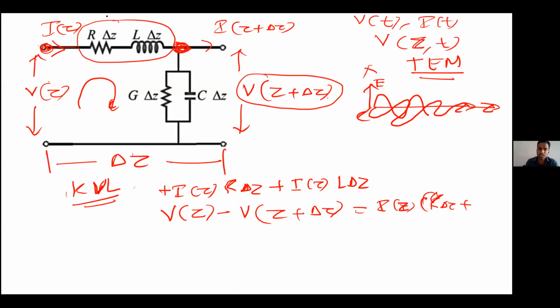This is the impedance, right? What is the impedance of this? R delta Z, fine. But for an inductor, what is the impedance? J omega L, right? Is everyone getting this? The potential drop from here to here is I of Z into R delta Z plus J omega L delta Z, right? Is it not clear?